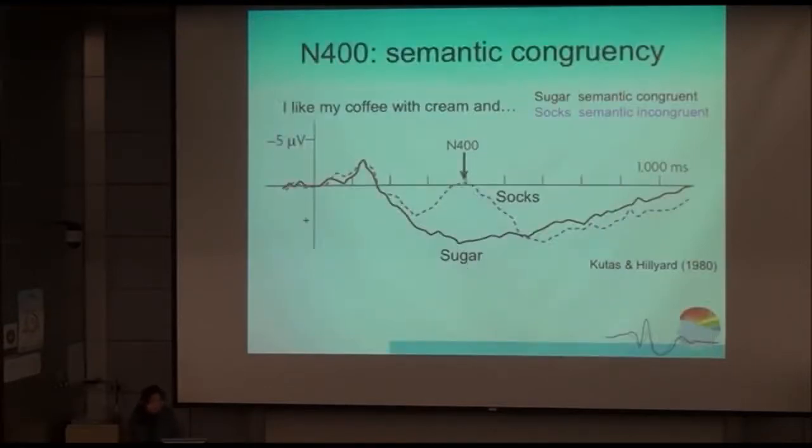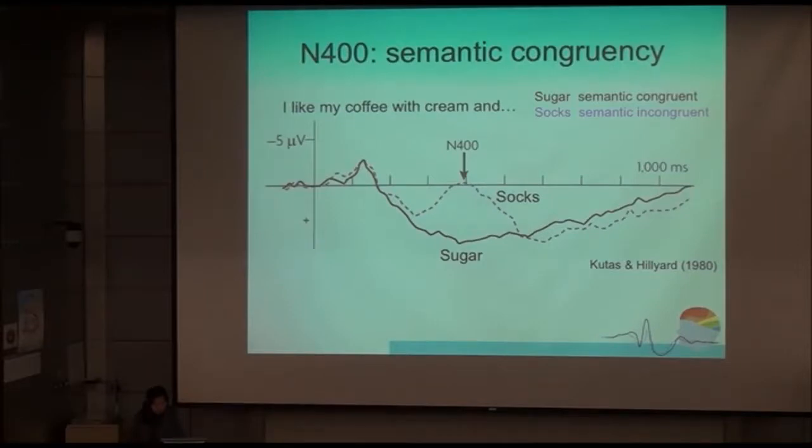Today we will focus on one of the components called N400, which is an index for semantic congruency or semantic integration. One of the classical studies is from Kutas and Hillyard in 1980. In this study, they presented sentences to participants.